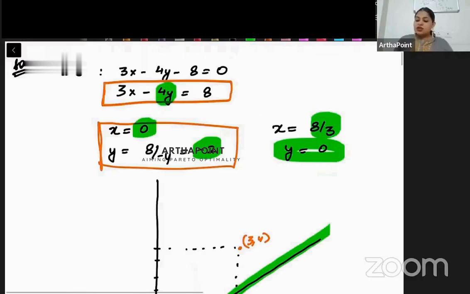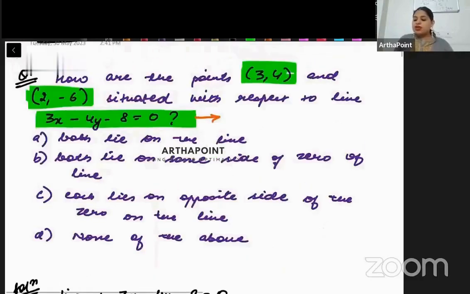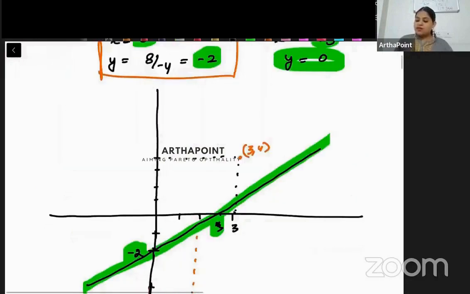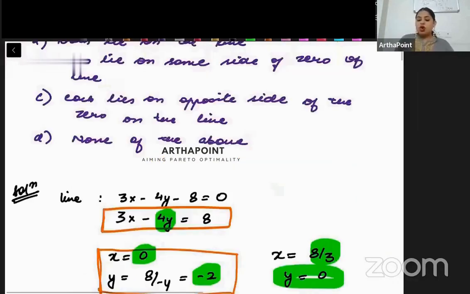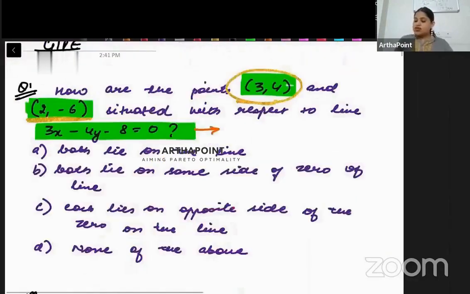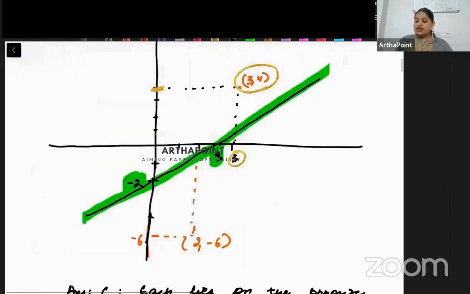Now it says there are two points. The first point is 3, 4. So 3, 4 will be 3 is here and 4 will be here. So 3, 4 is here. And the second point is 2, minus 6. So 2 is here. Minus 6 is here. So 2, minus 6 will be here.